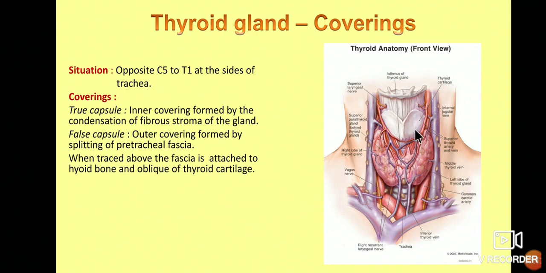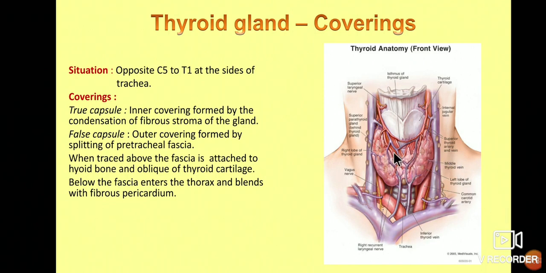Since it is attached to the oblique line of the thyroid cartilage, any tumors of the thyroid gland cannot extend above. They can extend posteriorly or medially and compress these structures, but they cannot extend above. Okay, so that is about the false capsule.